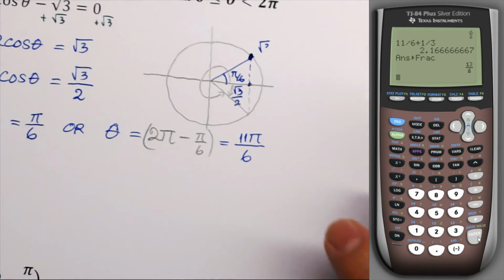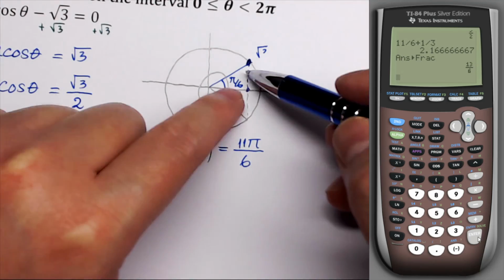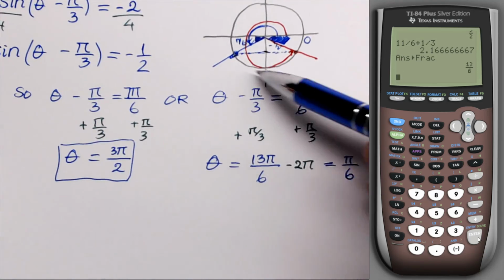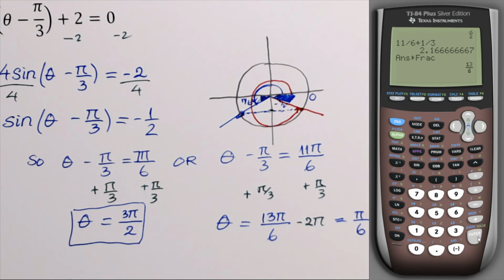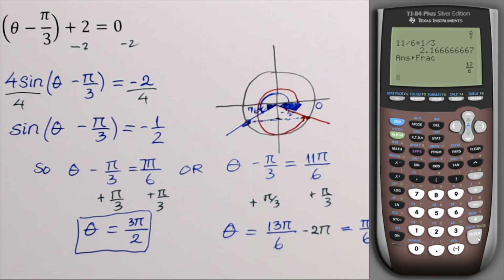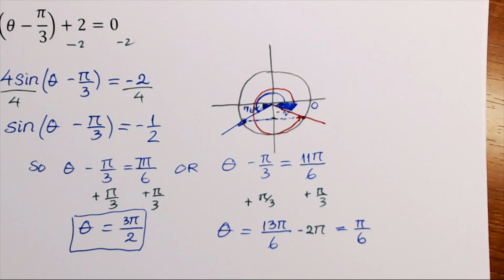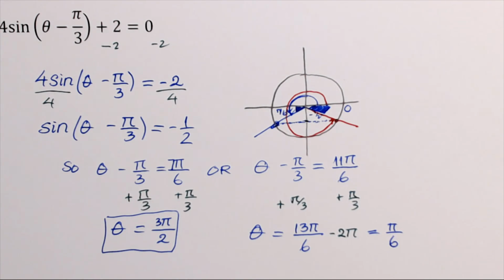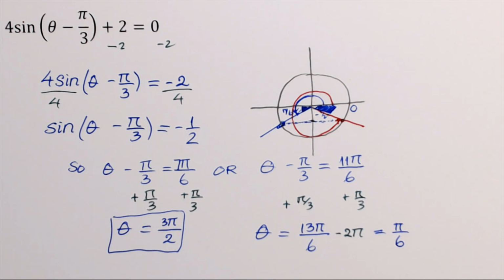And notice that the cosine, we use the x values, and sine we use the y values. And when we use the calculator, we just add the numbers and then put the pi there at the end.